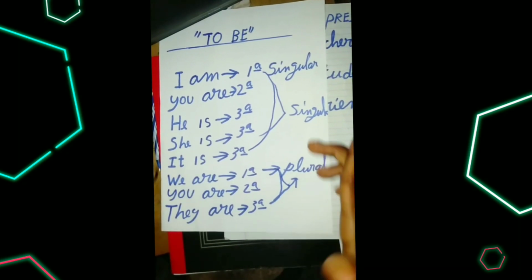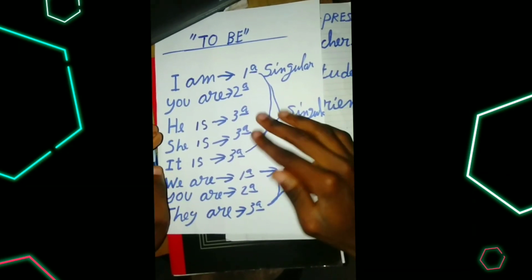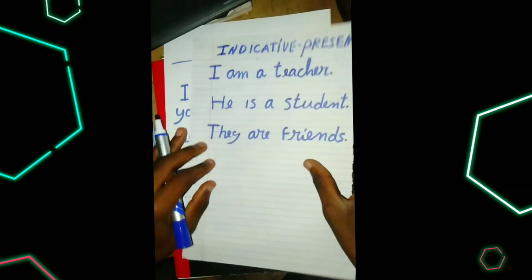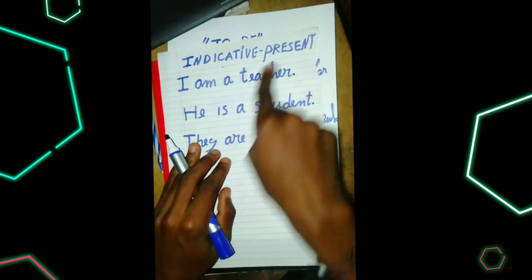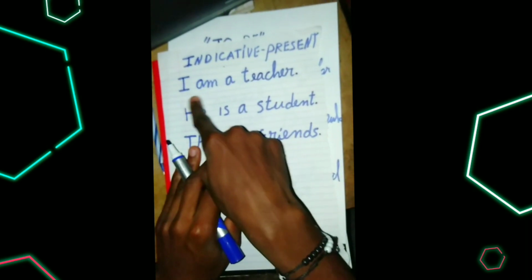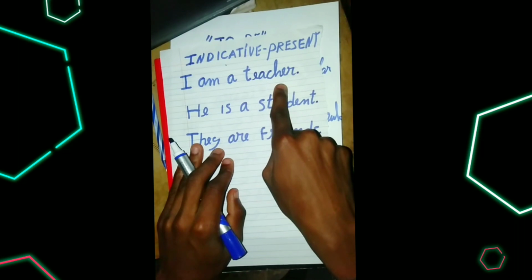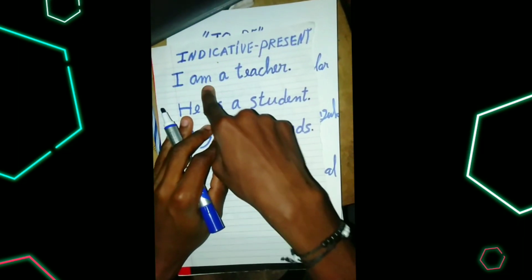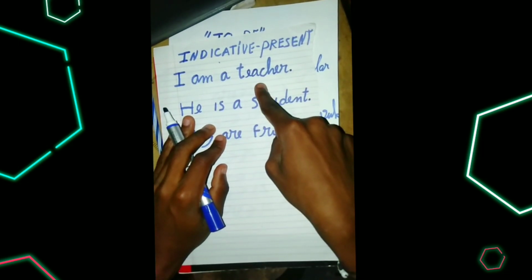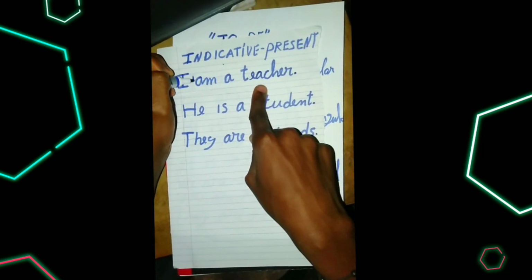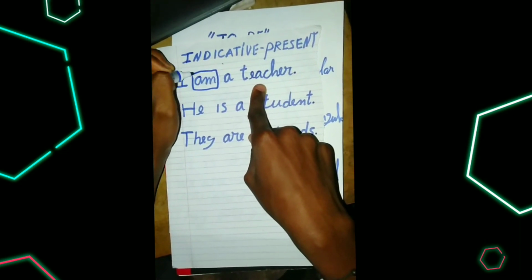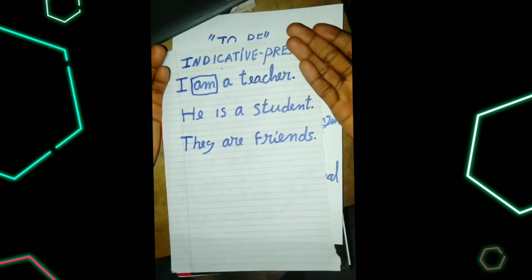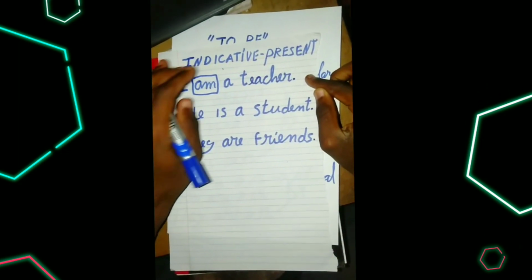Okay, we are together, and I formed 3 sentences for you in the indicative present. Okay, I am a teacher. Can you see where is the conjugated verb? The conjugated verb is here. We conjugated I am a teacher in a sentence. We formed a sentence with the verb to be.